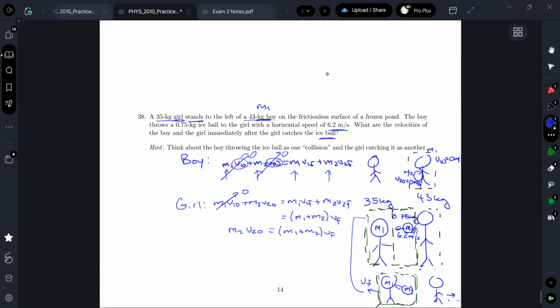And let's see. I throw this 0.75 kilogram ice ball to the girl. All right, where am I at with this? This is going to be the initial ball speed. This is the ball's mass. And then the girl's mass and ball's mass together. That's going to give me VF. So what can I do from there? That's going to be my final thing for that.